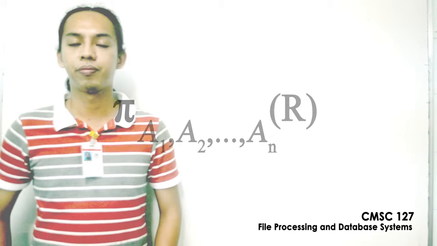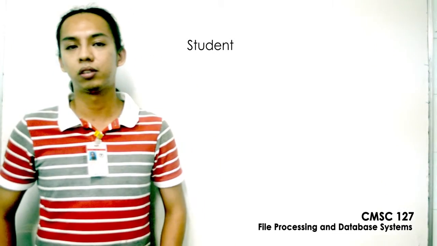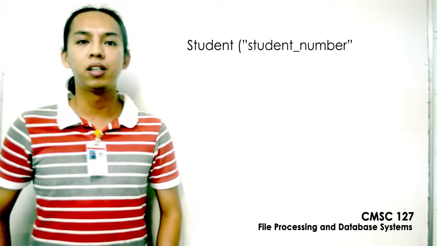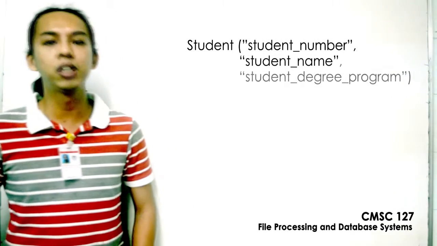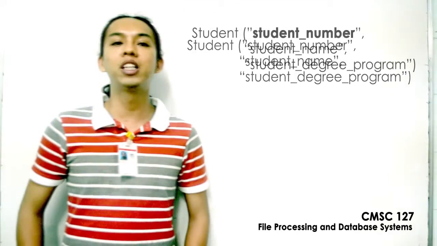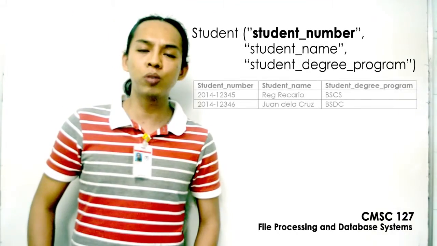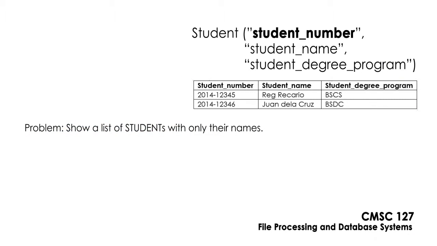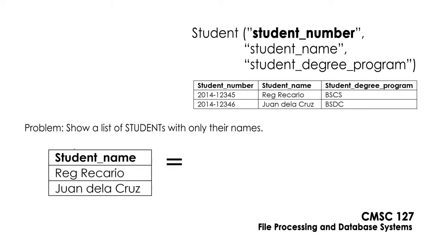To give us a working example of how project operation works, let us use the student relation as an example. Suppose that we have a student relation with the following attributes: student number, student name, and the student degree program, with the student number being the primary key. Now, suppose that we want to see a list of students that contain only their name. So how do we do that? So the relational algebra for that would be project, followed by student name, followed by the name of the relation, which is student.